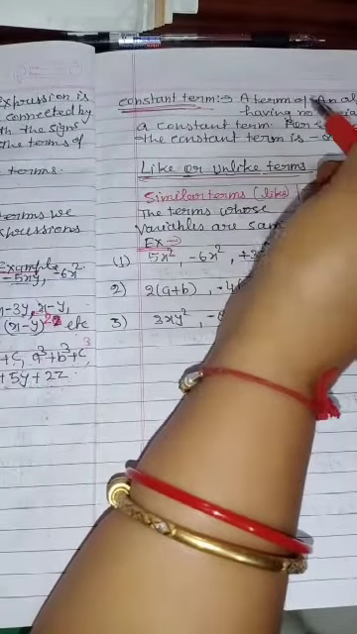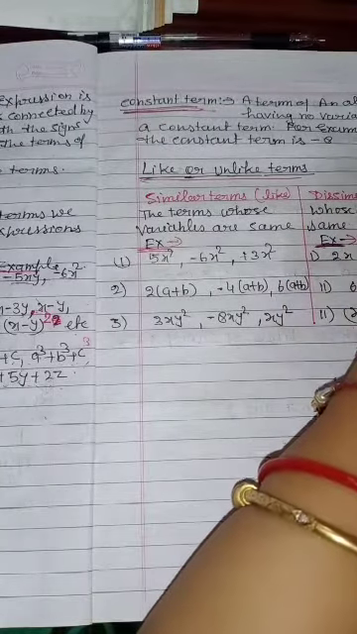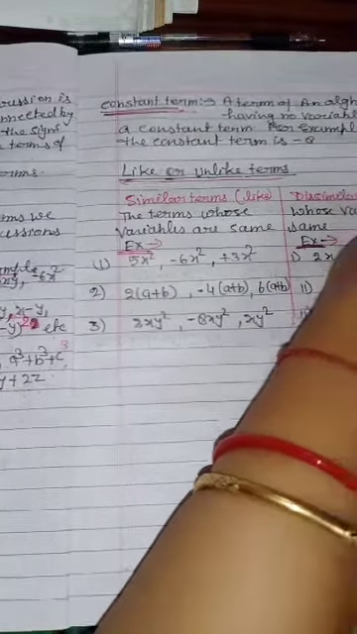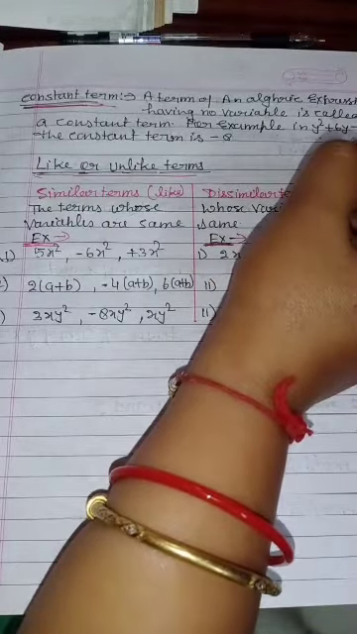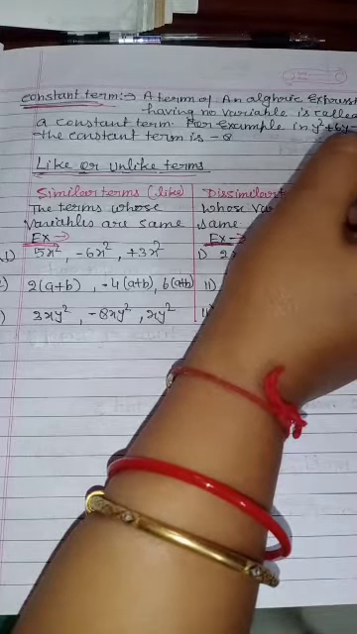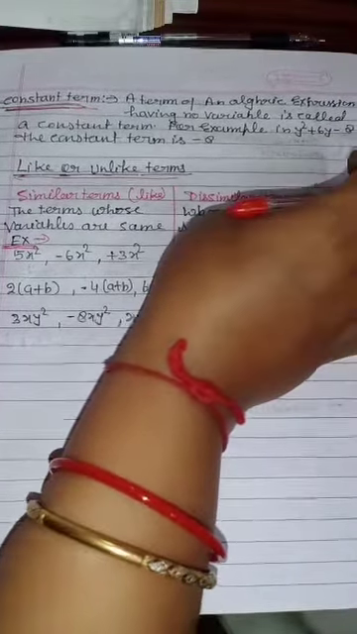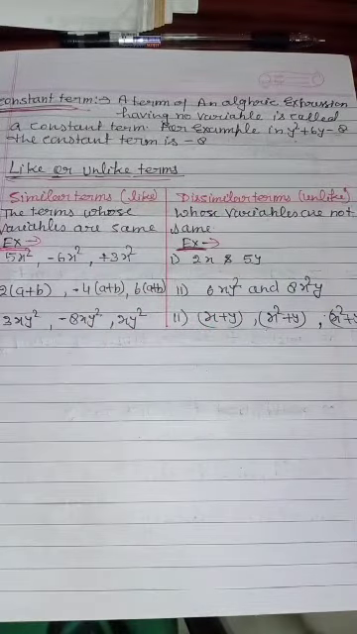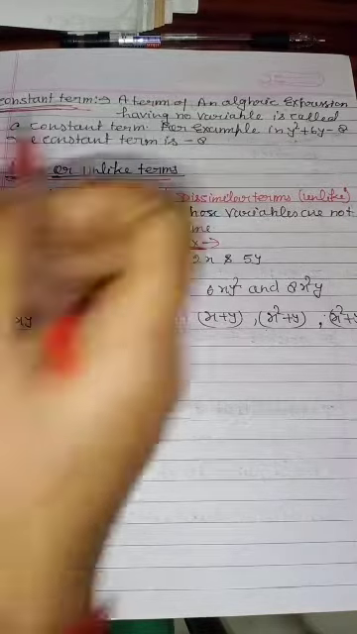Now come to the constant term. If I take one example, y square plus 6y minus 8, a term in an algebraic expression that has no variable. Again listen, a term having no variable. And you know what the variables are: x, y, z, u, v, w, a, b, c, l, m, n, which we generally use. So a term having no variable is called a constant term.